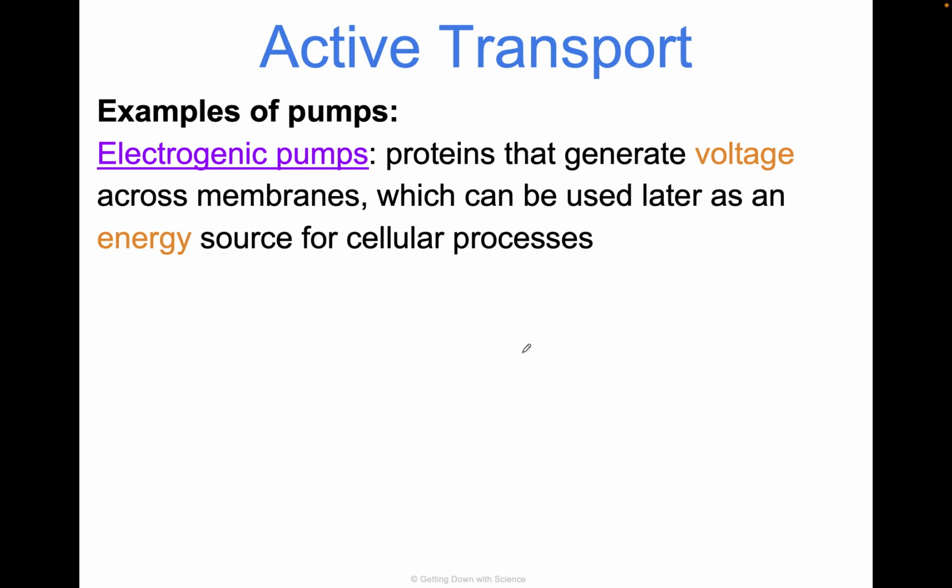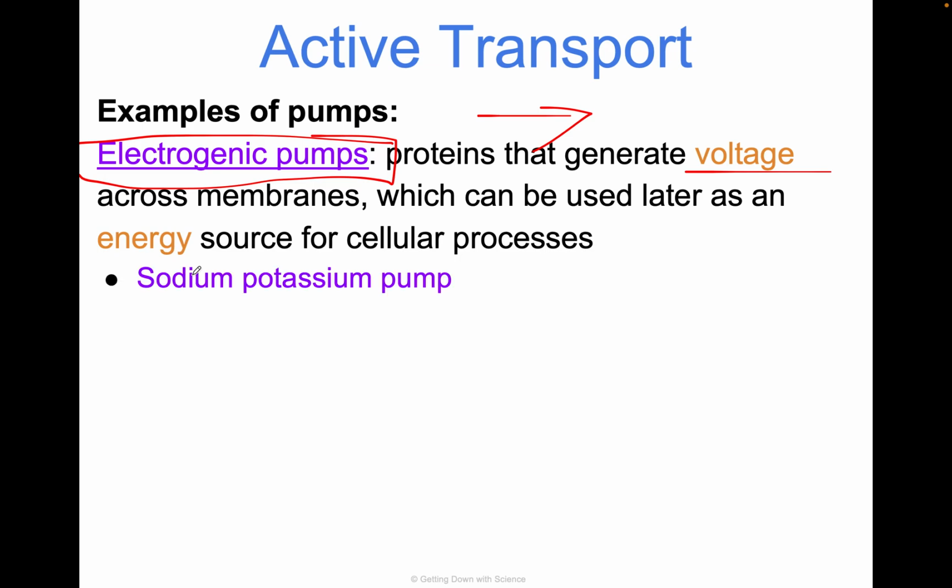This generates a voltage across membranes. It might be used later as an energy source for cellular processes. The most common type of electrogenic pumps that we'll see is in neurons, right? Because your activity in your central nervous system is essentially just volts of electricity, right? Being passed from one thing to the next. So then that's how we can see and move.